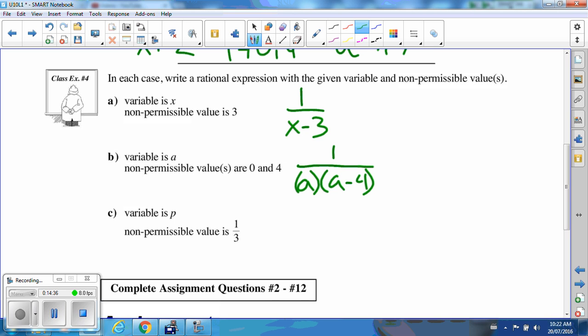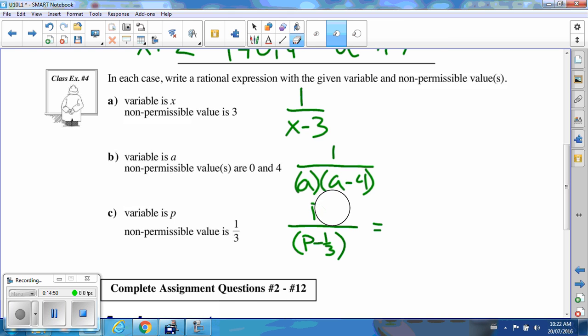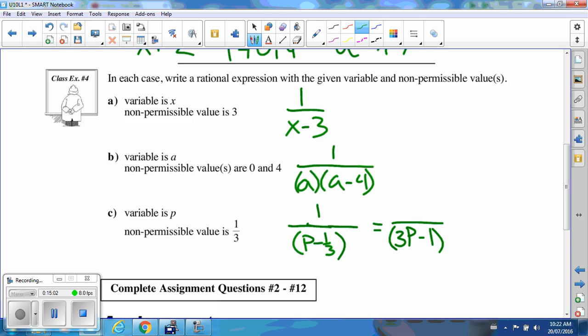The variable is p, and my non-permissible is 1/3. I could go p minus 1/3. That's totally fine. Or I could multiply a 3 into that and get 3p minus 1. And actually, my numerator doesn't matter. So let's stick to making my numerators all 1. Technically, I could have made it anything, but let's just stick to 1s. That'd be fine also. I would accept both those solutions.